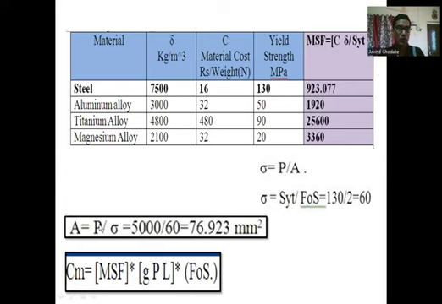Then A is equal to P upon sigma. So the cross-sectional area will be 76.923 mm square. So in this way, we can calculate the cross-sectional area for minimizing the cost, and we select the best suitable material for which the MSF value is less. So these are the parameters with the material which give the best possible optimum design for the tensile bar.